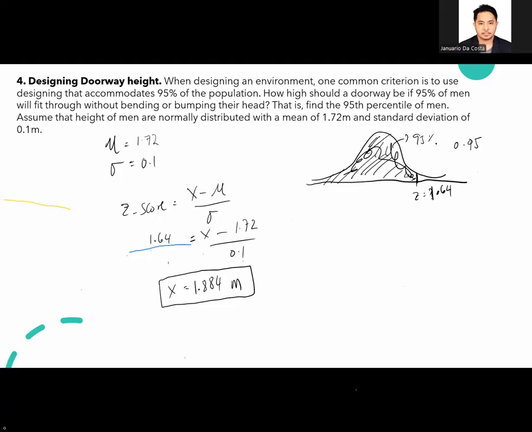Got it? Any questions? Any questions about this problem? No, teacher.